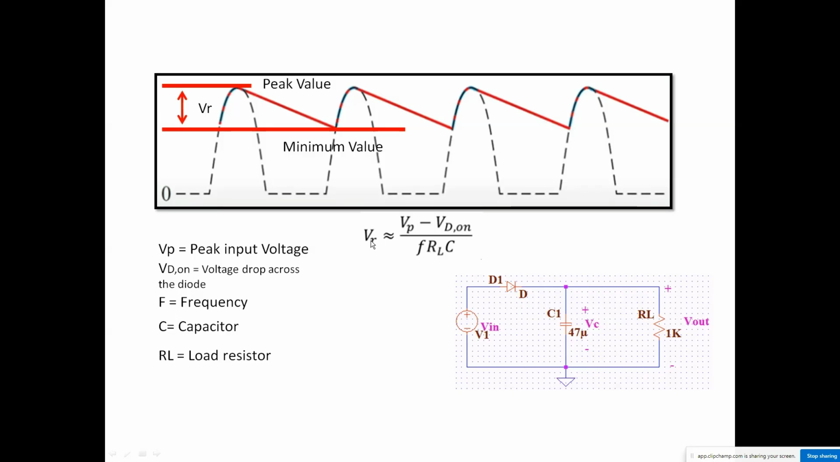So we can decrease the ripple voltage by increasing the frequency, the load resistance or the capacitor value. For example, if you use a large capacitor value, the ripple voltage will be reduced. If you want a more accurate value, we can use this formula: VR is equal to Vp minus Vd on, raised to 1 minus e raised to minus 1 divided by F into RL into C. But we can get the approximate value of the ripple voltage by using this formula.